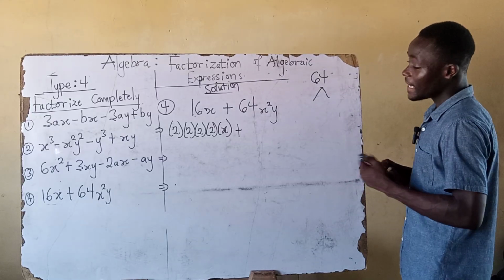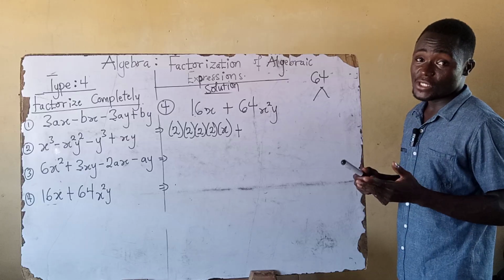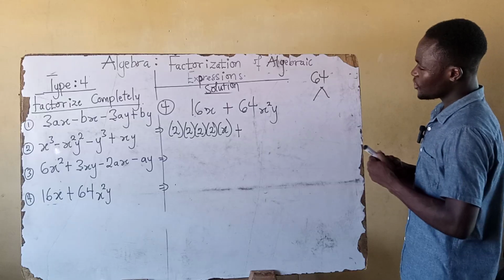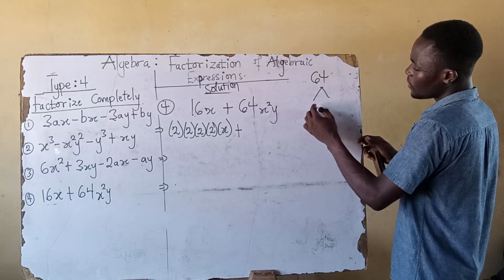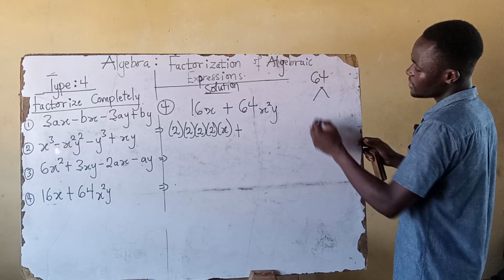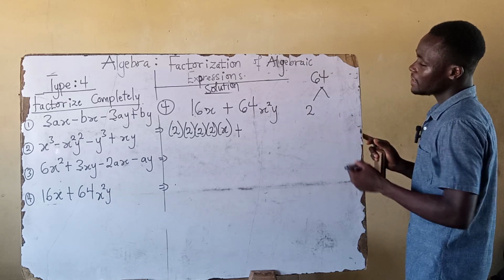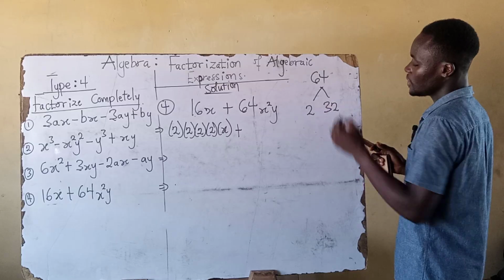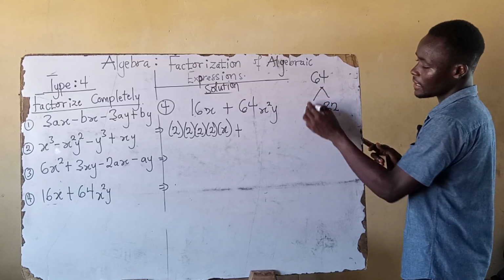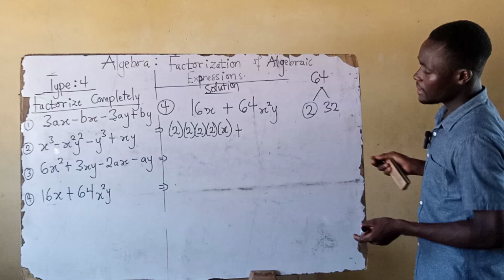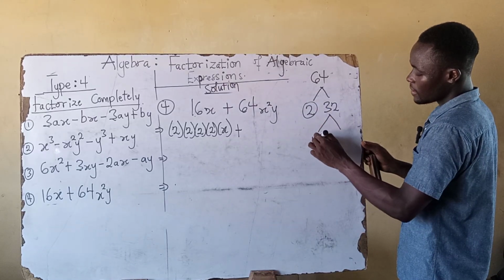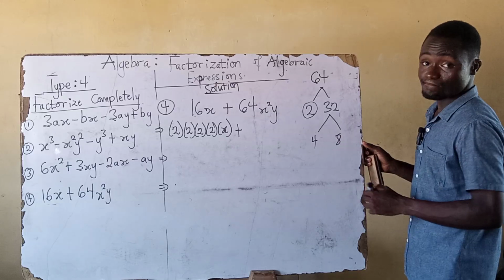So I have 8 times a certain number that will give me 64. Is that true? Let's choose the number 2, and let's say 32 over here. You see, 2 times 32 gives us 64. 2 is a prime number, right? Yes. But 32 is not a prime number, so let me choose another number. I can pick 4 and then 8 here.